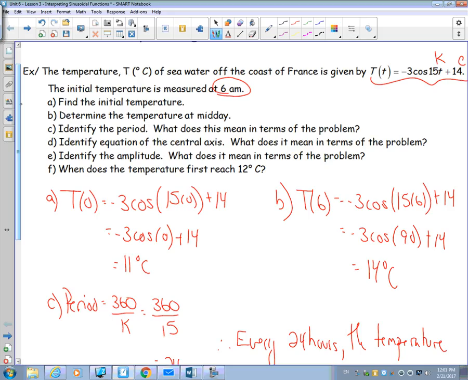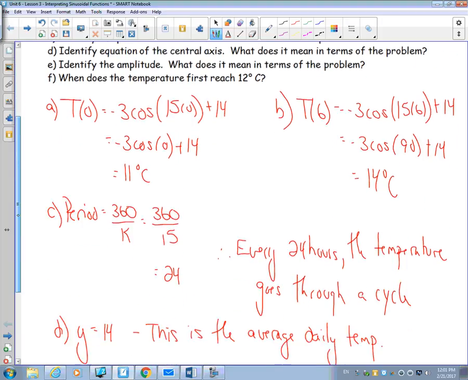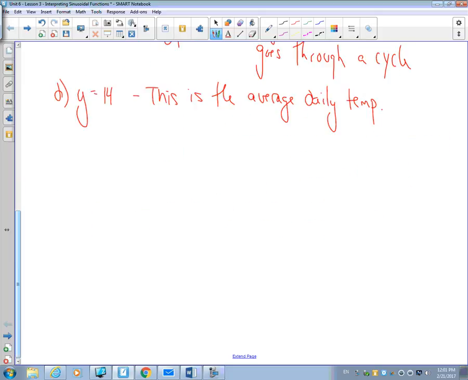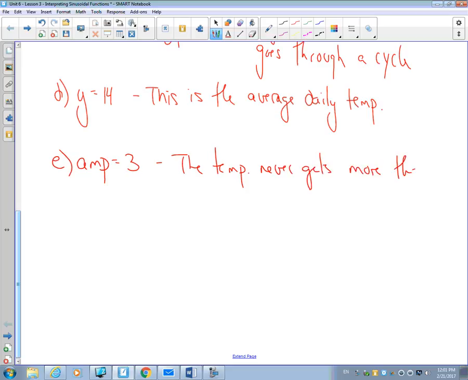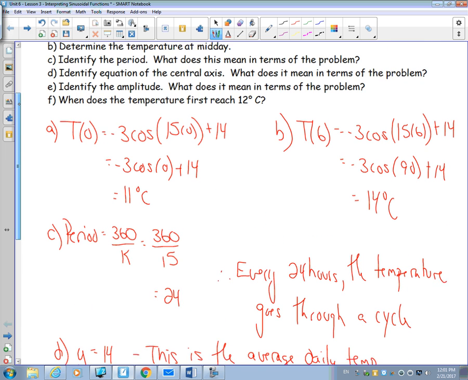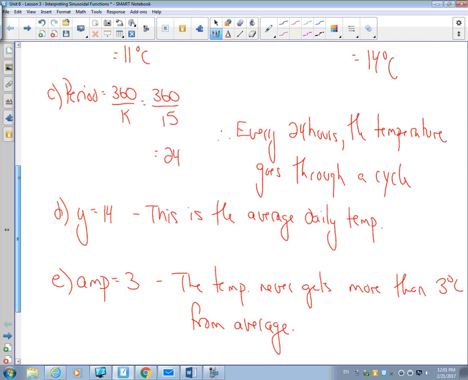Then we got ourselves the amplitude. We said amplitude is the number out front. So in this case, the amplitude is 3. Notice I'm ignoring the sign. The sign tells me which direction I start drawing in, but the amplitude is just the value. Okay? So what does it mean? It means the temperature never gets more than 3 degrees from average. I'll go up to a high of 17. I'll go down to a low of 11. That's always within 3 degrees of average. That's a measure of amplitude.